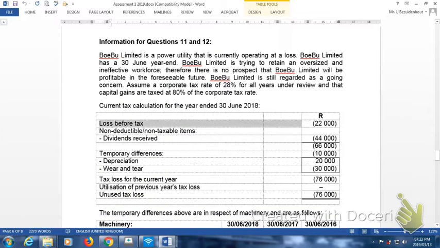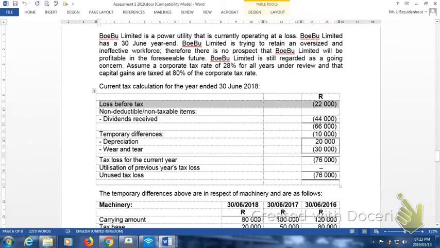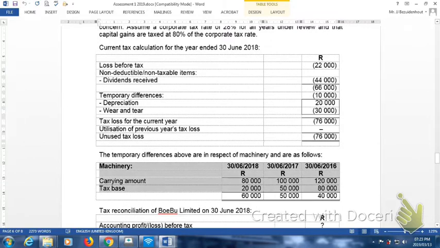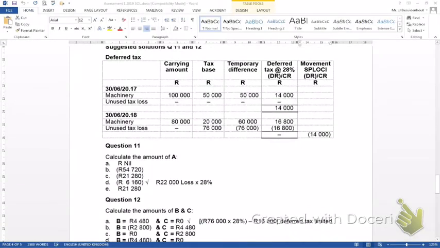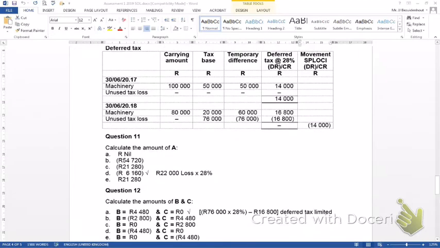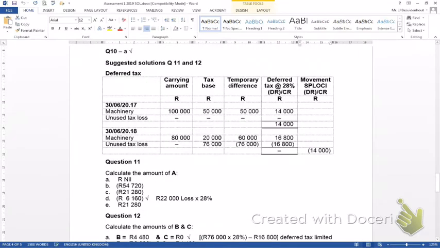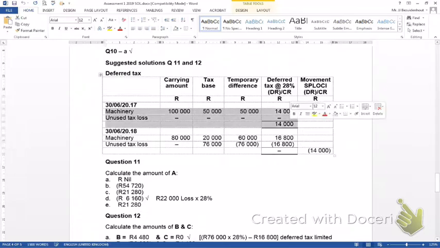Now for question number 11, you were given the following information. Again, there's a tax loss of 22,000 before tax, and then after you've calculated your temporary differences, there's an unused tax loss of 76,000. And then you were given the various temporary differences on the machines. So let's look at that one there. On question number 11, there's your calculation. Firstly, you go to 2017 and you get a deferred tax balance of 14,000.